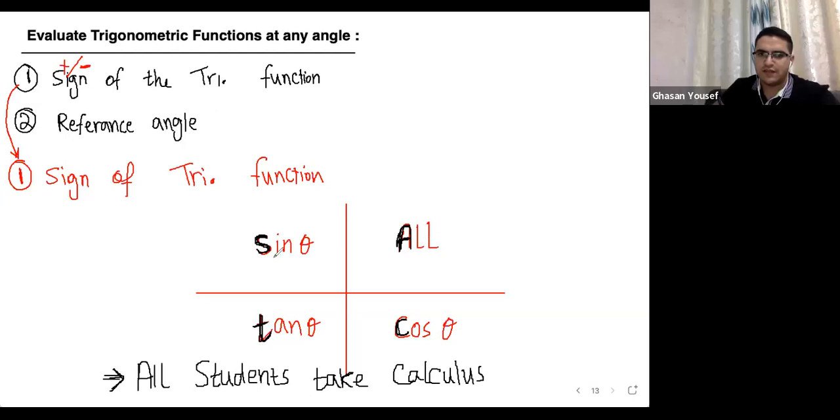All: functions sine, cosine, tan. Student: the sine function is the only positive one. Take: the tan function is the only positive one. Calculus: the cosine function is the only function positive in this quadrant. This is about the sign.